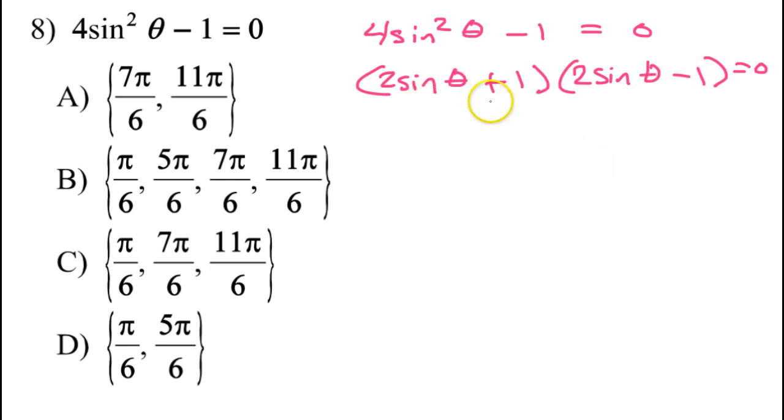Alright, and then I can set each one of these factors equal to 0. So I will have 2 sine theta is equal to negative 1. Wait, I'm skipping a step.